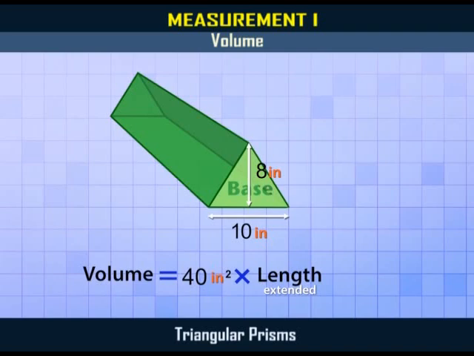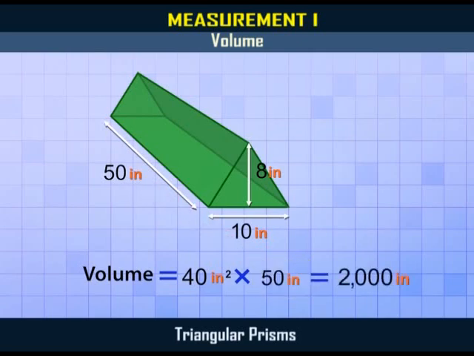Now all we need to do to find the volume is multiply that area by the length it was extended with, which is 50 inches. So we have 40 inches squared times 50 inches and we get 2000 inches cubed. That is the volume of this prism.